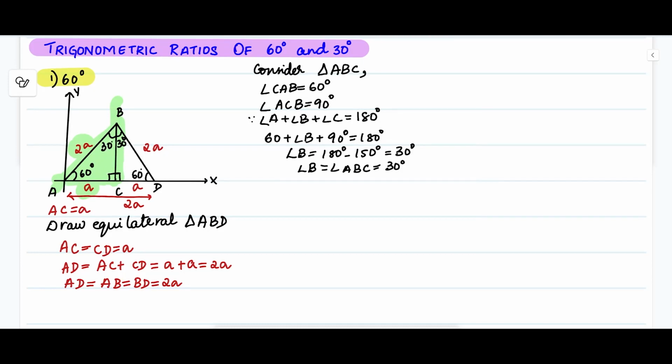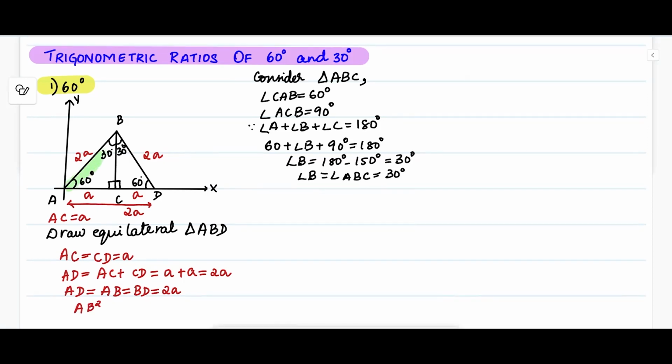Since this is a right angle triangle, we can follow the Pythagoras theorem. That is, for all, the square of the hypotenuse side of the triangle is equal to the sum of the squares of the other two sides. That is our AB square. So now we are concentrating on this triangle ABC. The hypotenuse side here is AB. So AB square is equal to the sum of the squares of the other two sides of the triangle. That is AC square plus BC square.